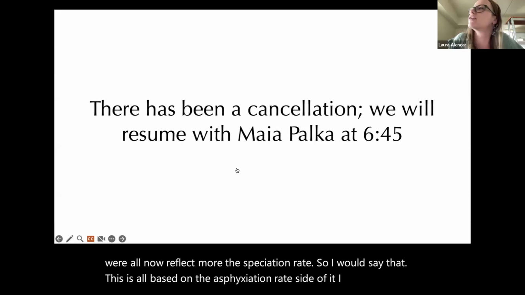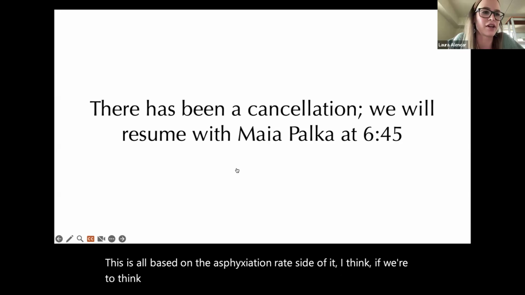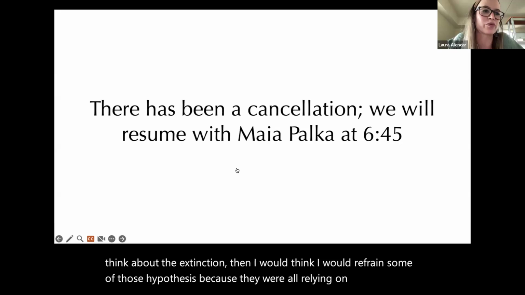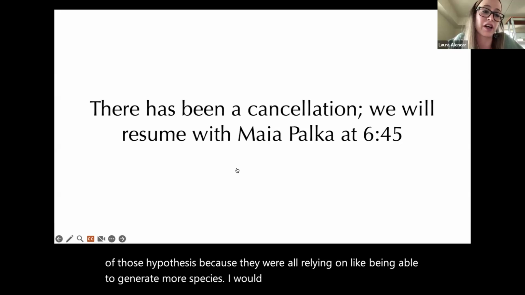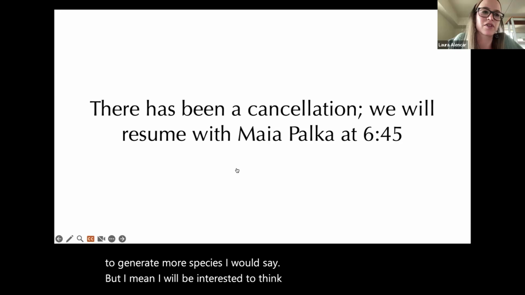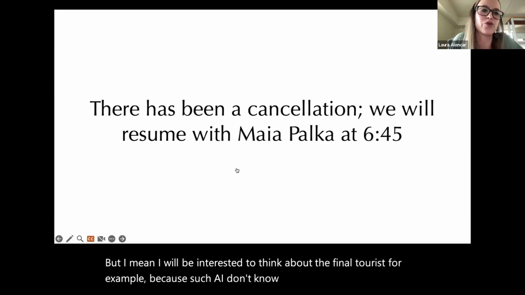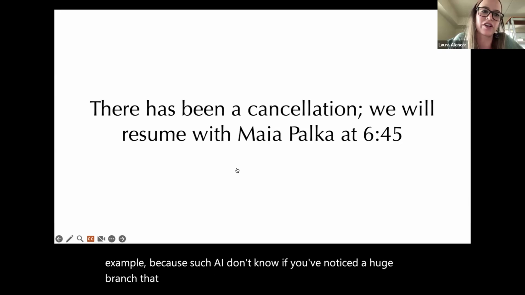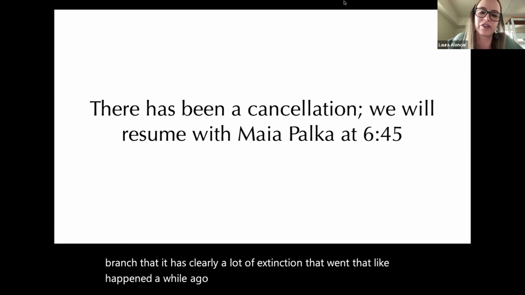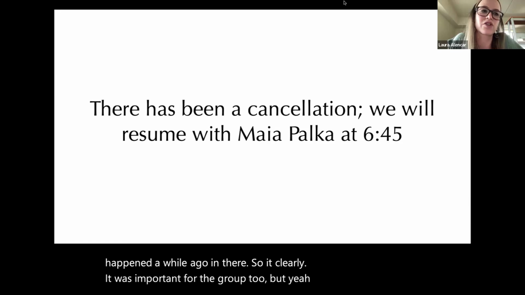If we were to think about extinction, then I would reframe some of those hypotheses, because they were all relying on being able to generate more species. But I would be interested to think about Phymaturus, for example, because I don't know if you noticed the huge branch that it has. There's clearly a lot of extinction that happened a while ago in there, so it was clearly important for the group too. But yeah, the paper is all about speciation, I would say.